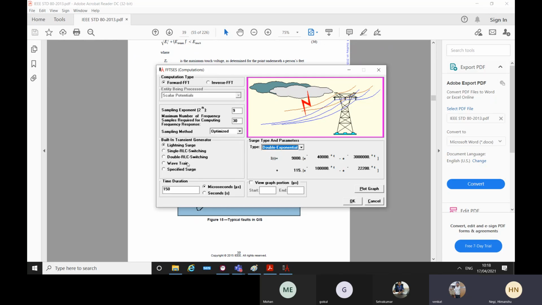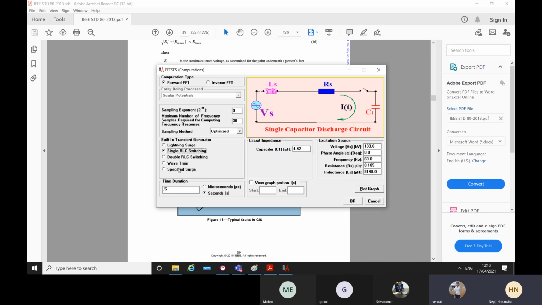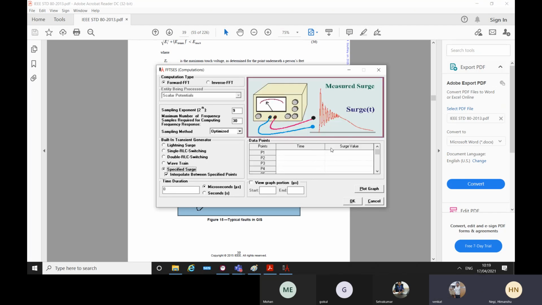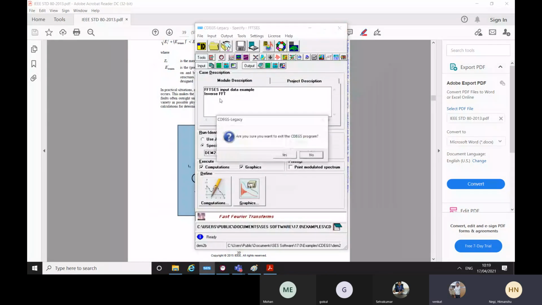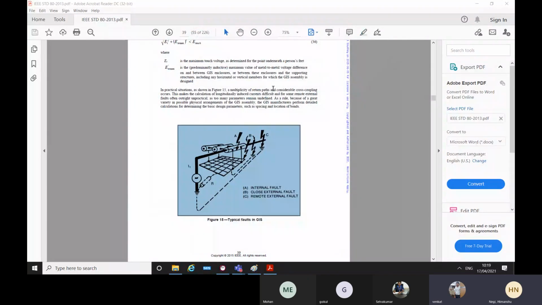And then if you go for the GIS, like VFTO or something, then what we do is we just put the single RLC switching, or we will specify a surge, and we will put some manual surge here based on the standard. And then we will apply this response to that system, and that's how we calculate. Like in inverse, you can calculate again touch, step, and electric field and magnetic field, and only some of the quantities. Like this is the old interface, but in the new interface it is very good. And once we finish our classes, I can show you one quick example of how to do that.